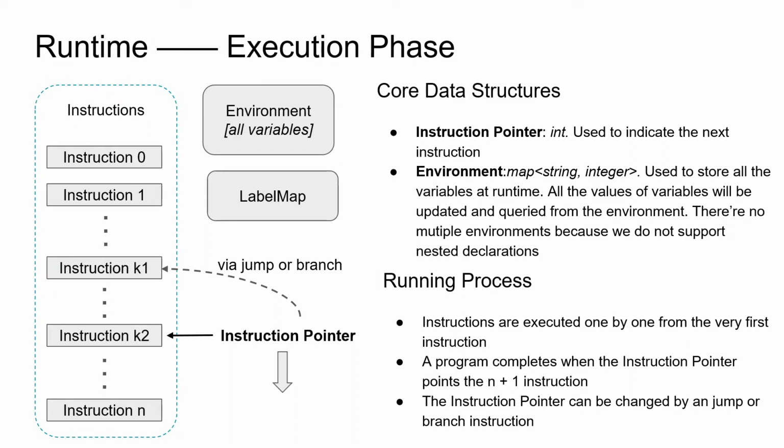The running process is very simple. Instructions are executed one by one from the very first instruction to the end. And when the instruction pointer points to the n+1 instruction, the whole program completes. And the instruction pointer can be changed by a jump or branch instruction. Next, I will show the file structure of the runtime.